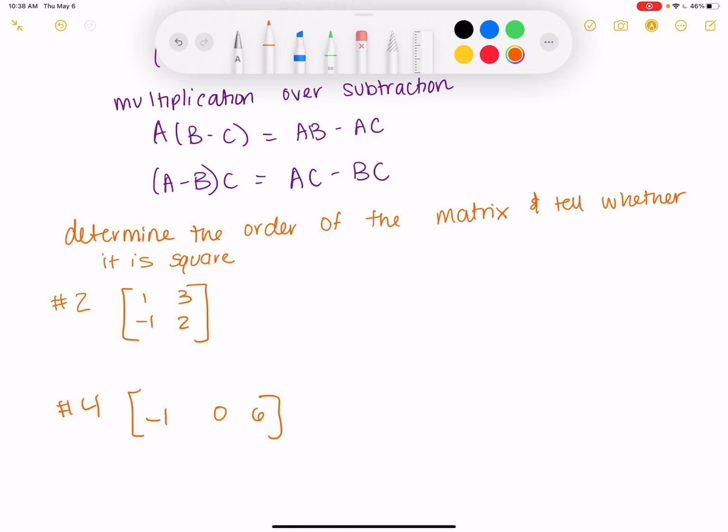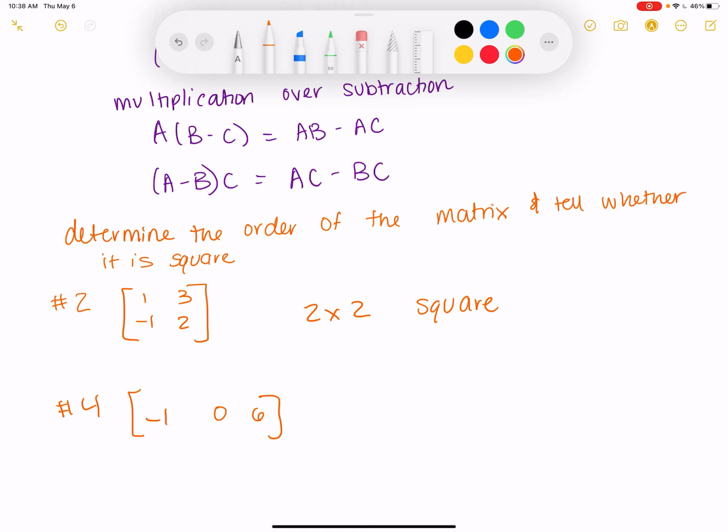All right. What is the order of number 2? 1 by negative 1? Huh? The order. Like 2 by 2, blank by blank. Yes, 2 by 2. And is it a square matrix? Yes. How do you know if it's a square matrix? Because if your rows are equal to your columns, it is square.